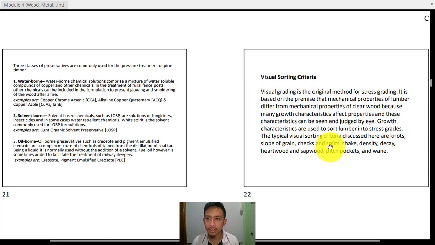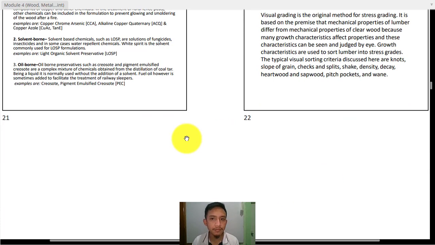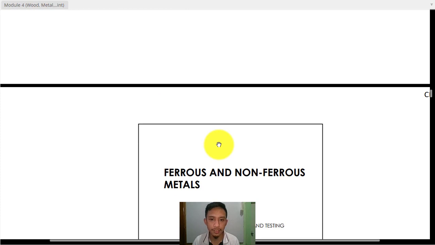So visual sorting, we are not doing it as usually done in testing. We are going to sort it based on observation. As the one observing, you group together those that might have closer strength. So that is visual sorting based on what you observe on the defects and of course natural characteristics of that member or that lumber. Okay, so that is for wood.